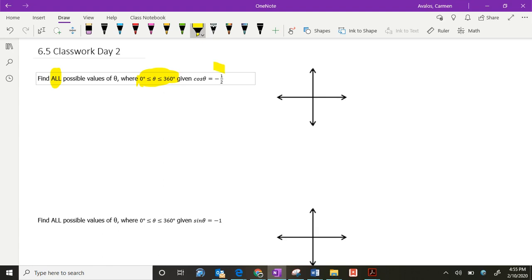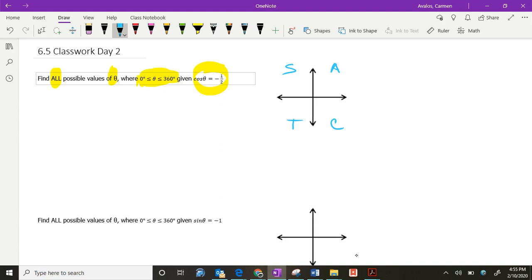So we are given this information. We're given that cosine of theta is equal to -1/2. So we want all the angles theta between 0 and 360 that are going to give us cosine equal to -1/2. The first thing you need to do is look at All Students Take CAT, and the cosine of theta is negative. The trig ratio is negative. So where is cosine negative?